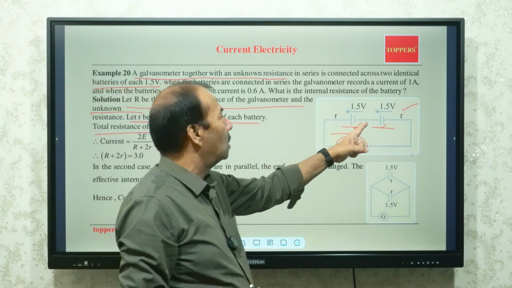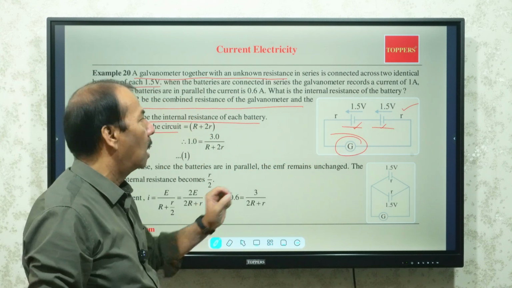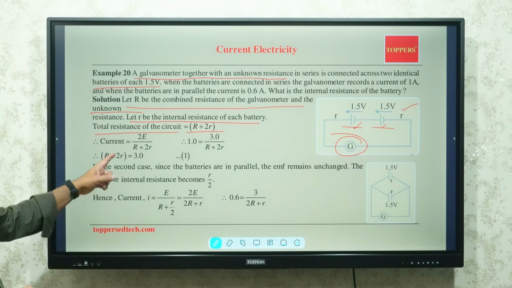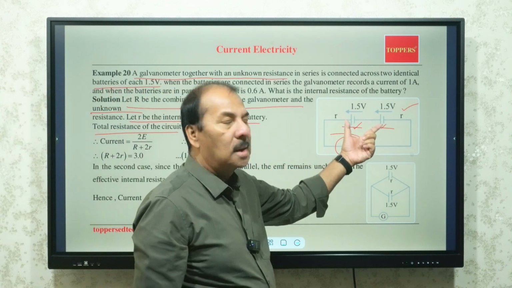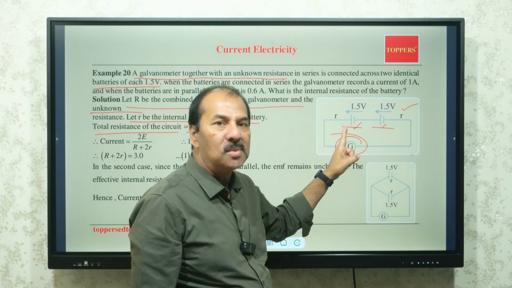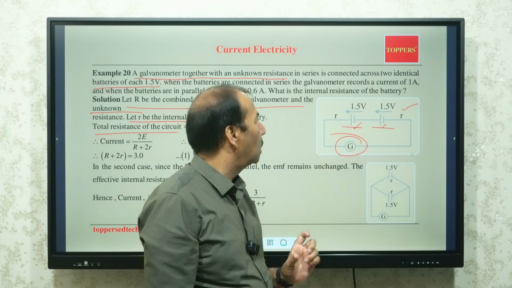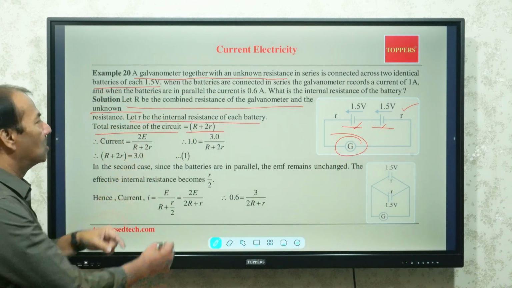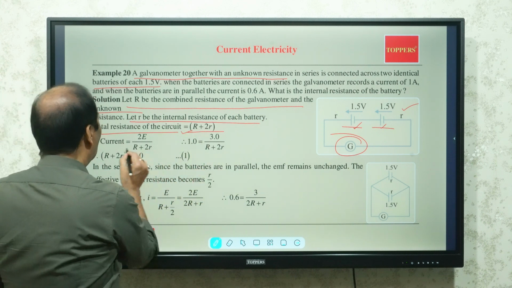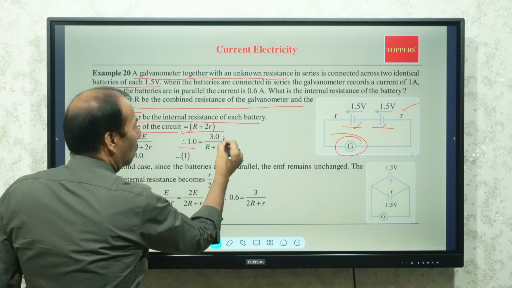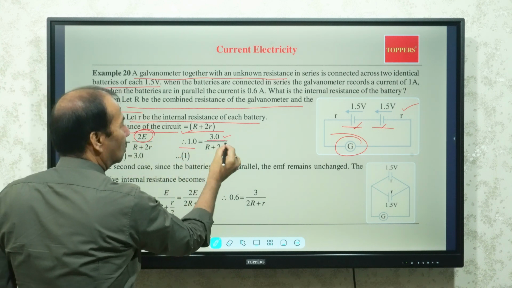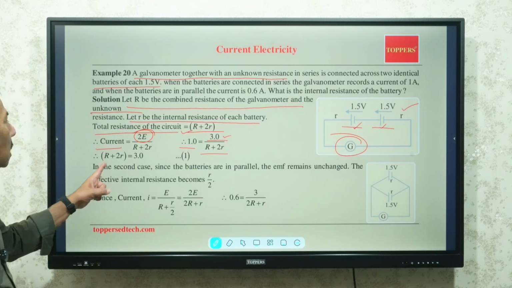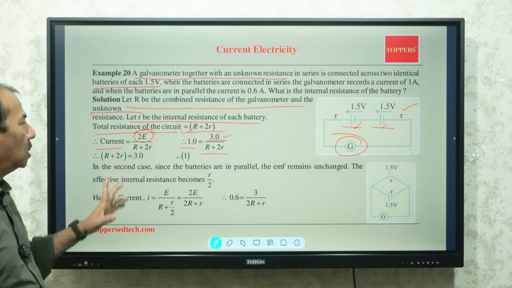Now there are two internal resistances, one for this and another for that, that is small r as well as this small r. So the total becomes R plus 2r. The current will be how much? Both the cells are connected in such a manner that both have the tendency to release current in the same direction. So the effective EMF will be E plus E, that is twice E. So twice E upon the total resistance, R plus 2r. The current is given as 1 ampere. 2E is also given, that is 3, because 1.5 volt each, so twice of it is 3, divided by R plus 2r. So we get R plus 2r equal to 3.